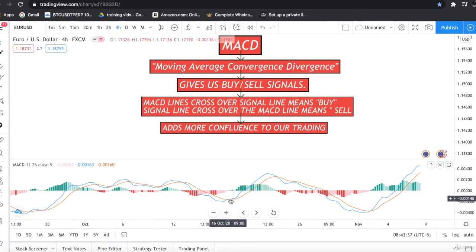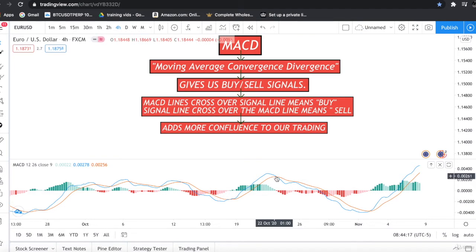As you can see over here, the MACD line, this blue line, crossed over the orange line over here, it gives us a buying indication over here. After that, as you can see, the signal line crossed over the MACD line. This is the MACD line and this orange one is the signal line. The signal line crossed over the MACD line. Now it gives us a sell indication. This is the selling indication.